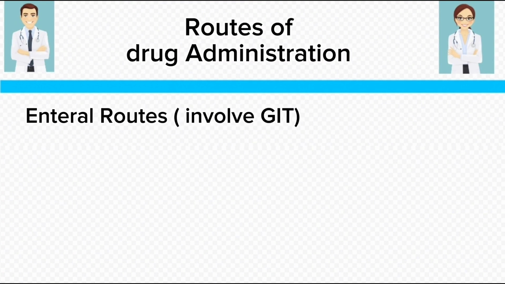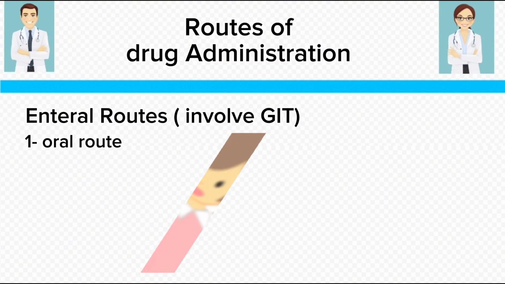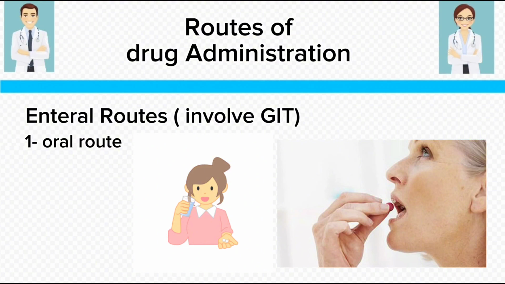That means the drug must go into the GIT and possess first pass effect. The enteral routes include three routes. First and the most common is oral route, and I am displaying the pictures for better understanding. So, the first is oral route. In the oral route, we give the drugs by mouth.